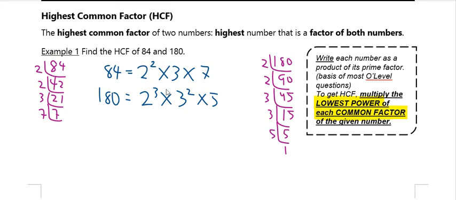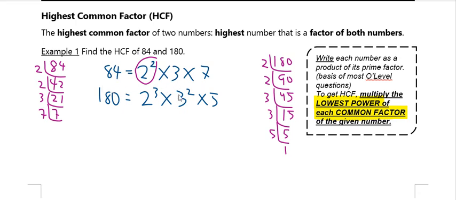So what are the common factors for 84 and 180? Let's have a look at 2. Yes, of course, both of them have 2. But the lowest power of the common factor will be this one, which is 2 power 2. You cannot use 2 power 3 because 2 power 3 is for 180, but you cannot use it for 84. So that's the reason why.